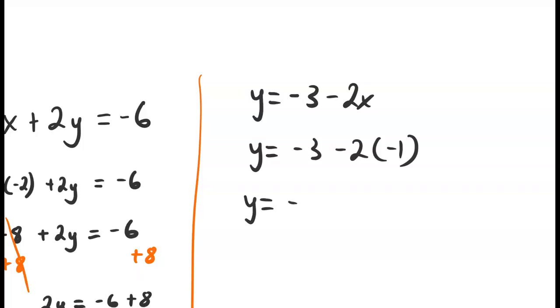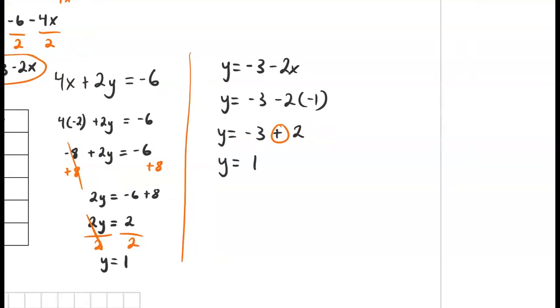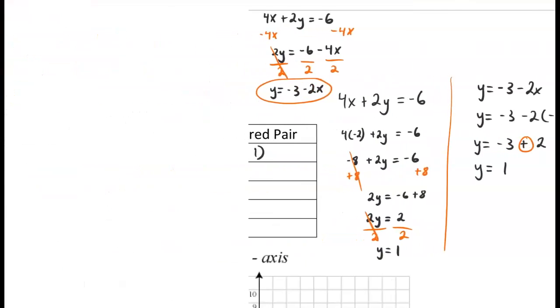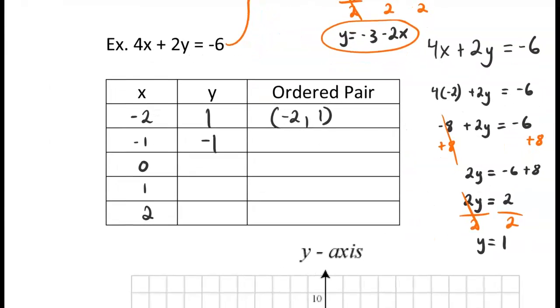Y equals negative 3. Now we have negative 2 multiplied by negative 1, which gives us a positive. So a positive here, please pay attention to that one. And it'll be a positive 2. Y equals negative 3 plus 2 gives us a 1. So it was a lot less steps than doing it without manipulating the equation, but you can do it both ways. So when x was negative 1, y was 1.